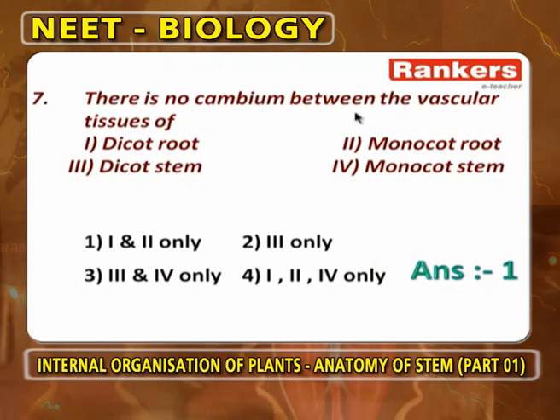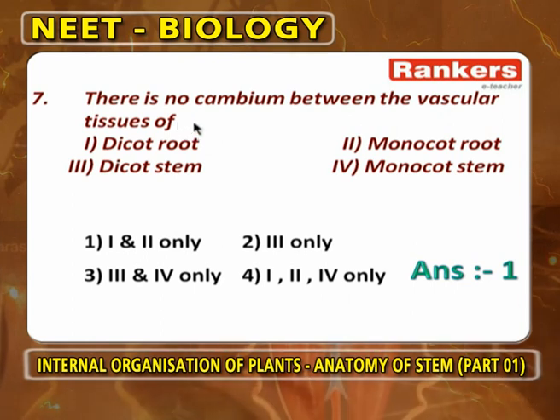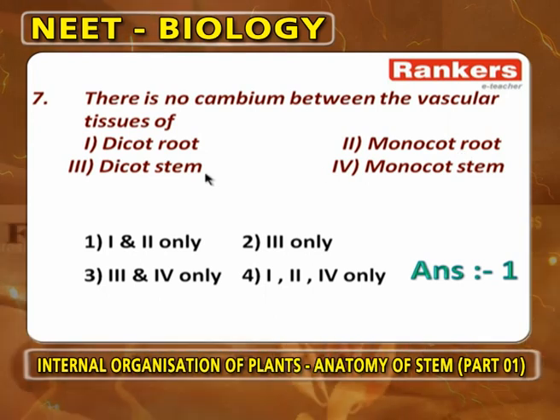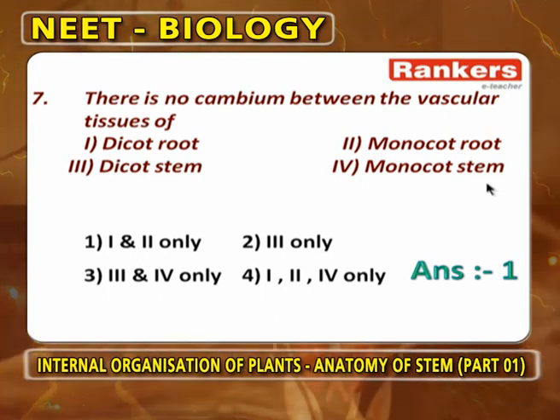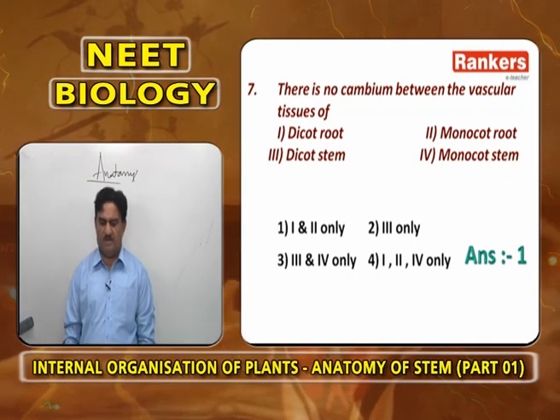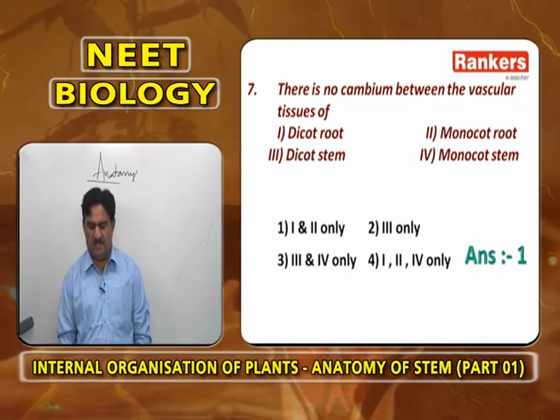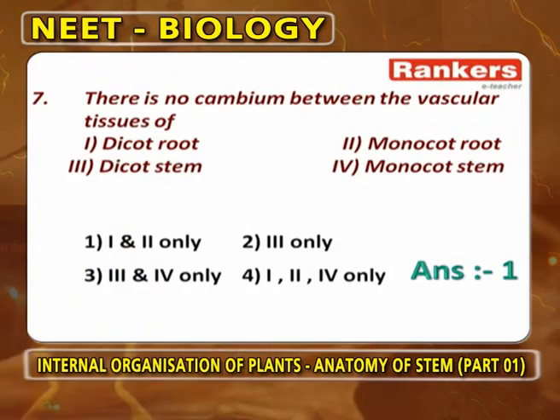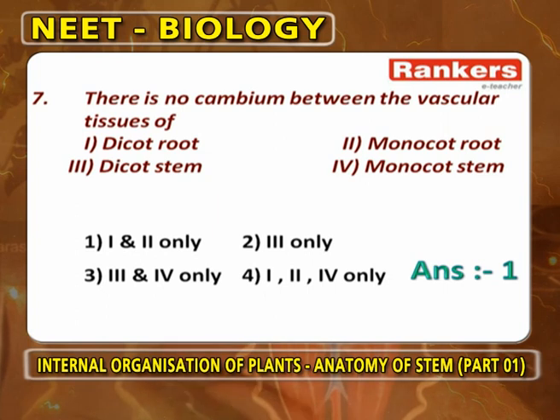There is no cambium between the vascular tissues of dicot root, monocot root, dicot stem, monocot stem. So for this the answer is dicot root and monocot stem also. Here the answer is not 1, it is 4. 1, 2, 4 only. There is no cambium between the vascular tissues of dicot root and monocot stem. Cambium is present in the vascular tissues of dicot stem. So the answer is 4.